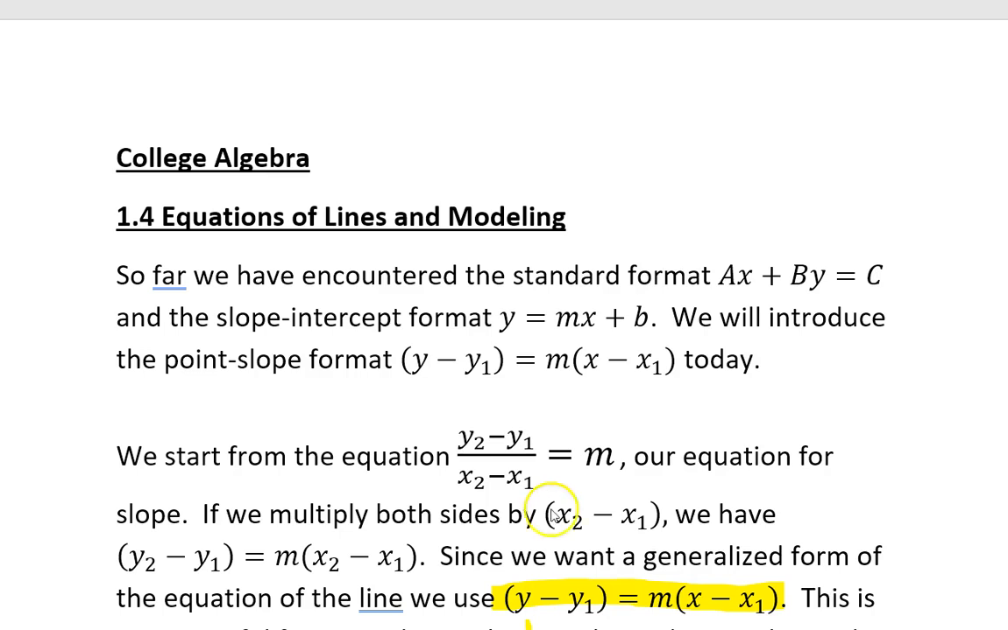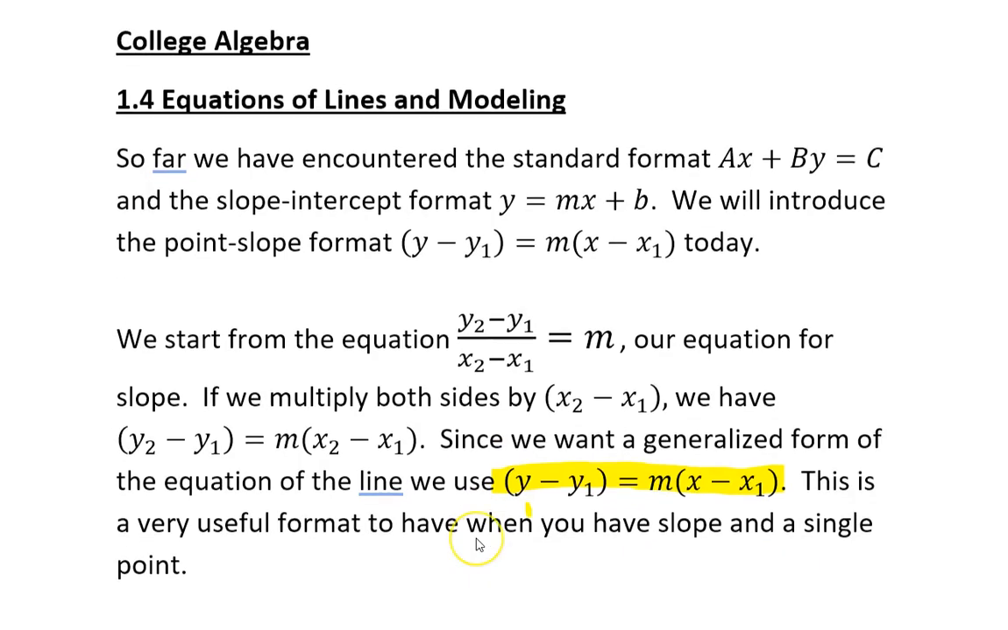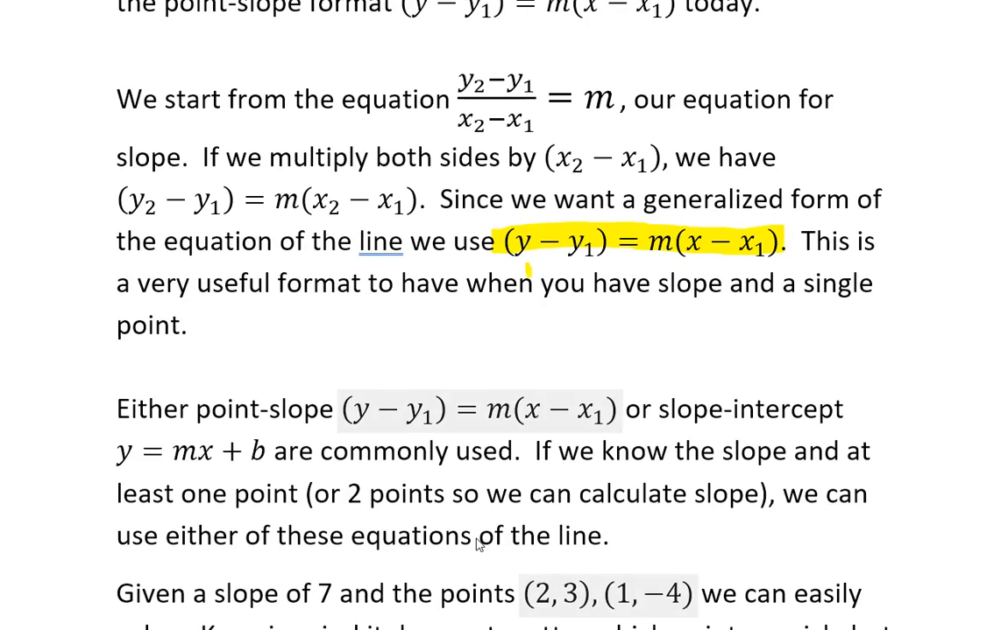Now, we're going to want the generalized form of the equation of the line. This will give us a specific value. We don't want specifics, we want a generalized form. So instead of a value, we're going to make this a variable, and this, instead of a value, we're turning it into a variable. So we're going to have y minus y1 equals m times the quantity of x minus x1. All right, and this is a very useful format when you have the slope and a single point.